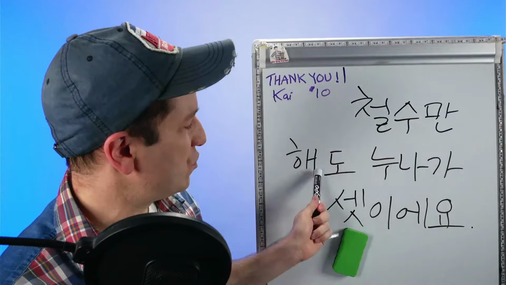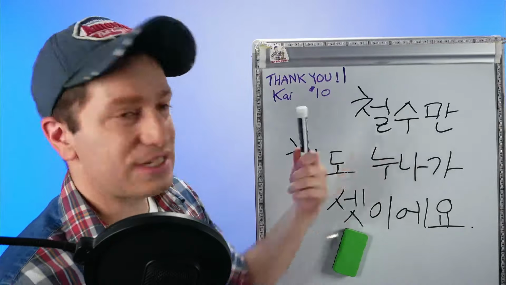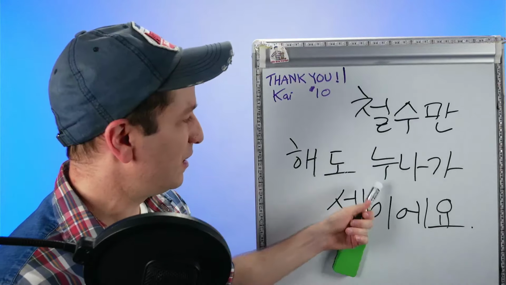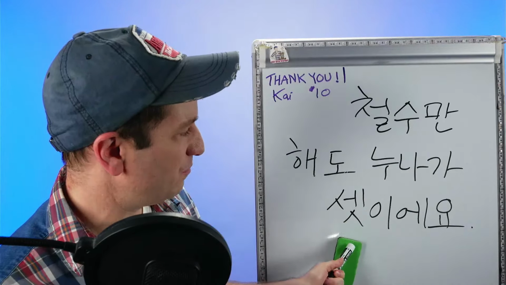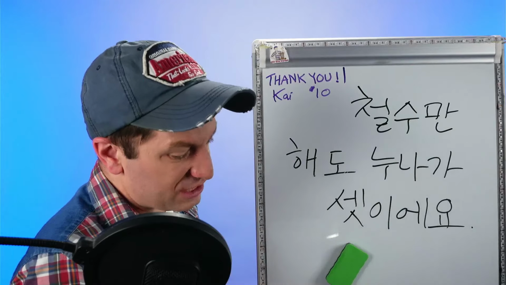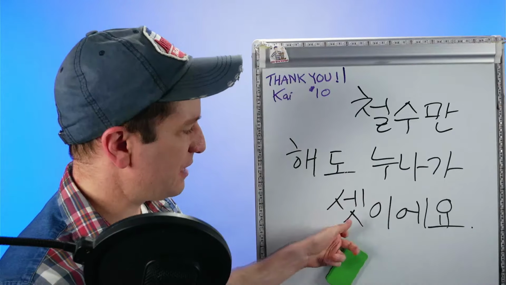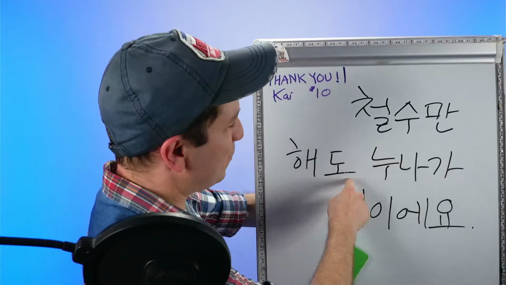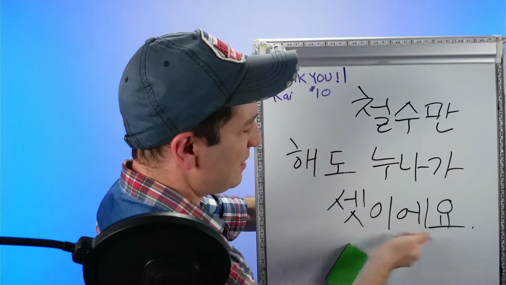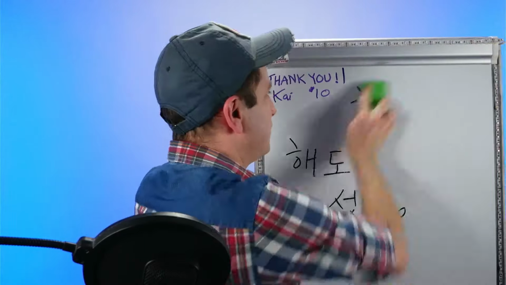철수만 해도, so even if we just think about 철수, so take 철수, for example, 누나가 셋이에요. So he has 3 older sisters. So older sister, 셋, 3. 철수만 해도. So take 철수, for example, 누나가 셋이에요. He has 3 older sisters.